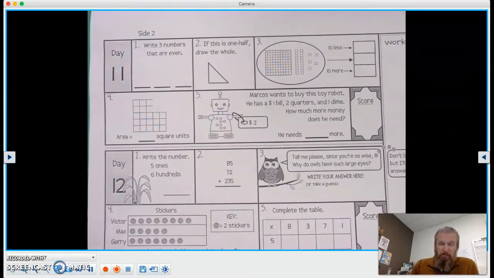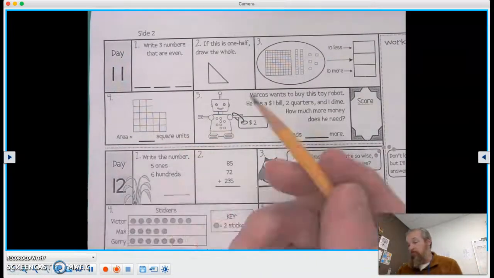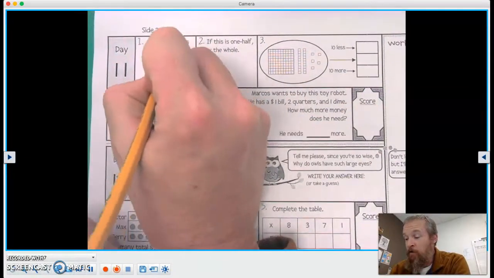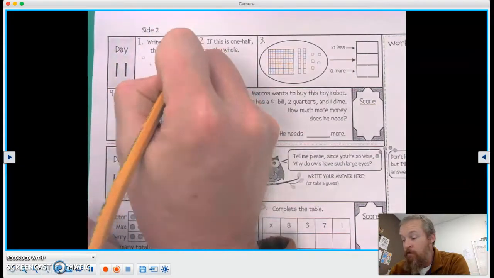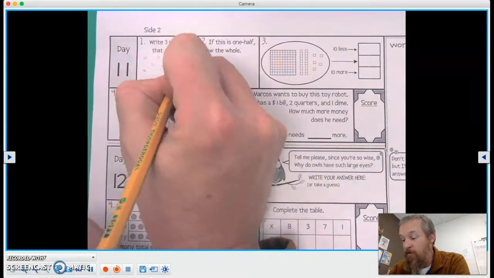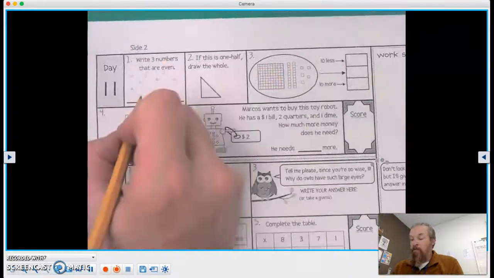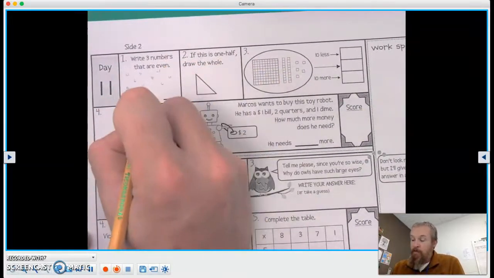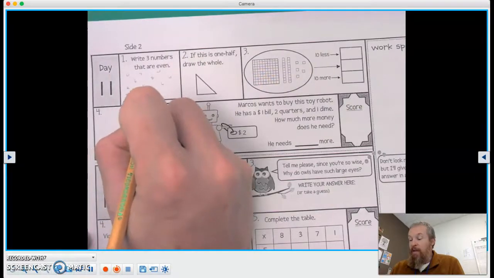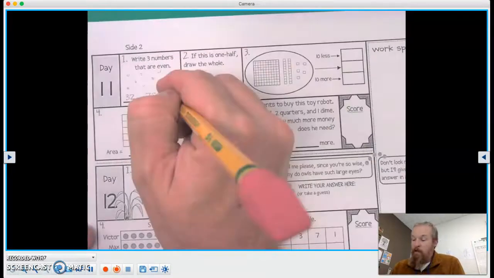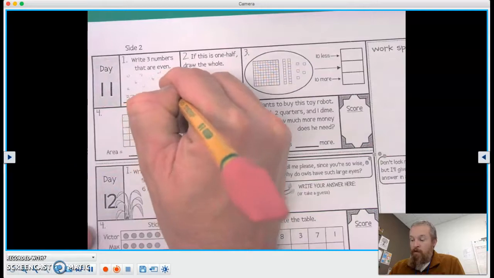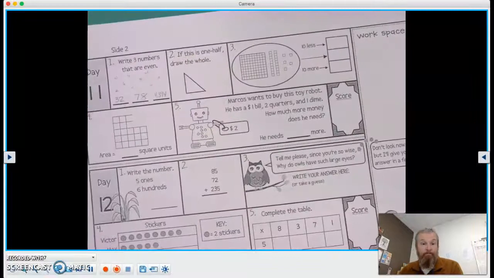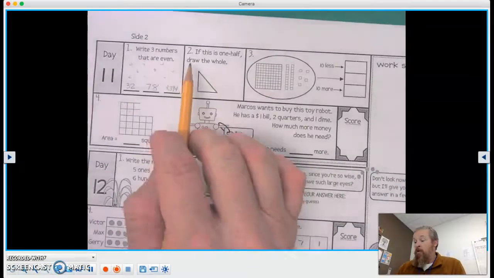Write three numbers that are even. Okay. Anything that ends with a 0, a 2, a 4, a 6, or an 8. You get the point, right? So let's go. 32 is even. 78 is even. 4,394 is even.